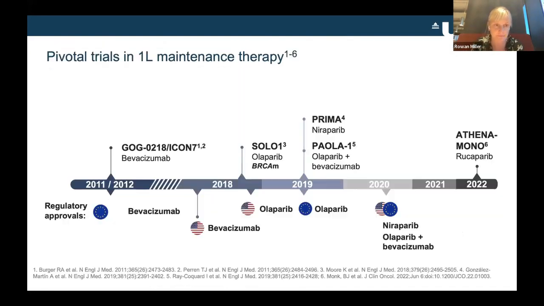fit that criteria. So here, this timeline just is to show you the sort of explosion of positive clinical trials we've had recently. So this is in the first line maintenance setting. That means for patients who've had chemotherapy and or surgery and have had a response, and therefore you give them treatment to try and maintain that response. It's worth noting this timeline is not drawn to scale. So we had over a decade ago, the 2 positive studies using the VEGF antibody bevacizumab, and then it wasn't until 2018 that there was any other positive data in this field, and that's with the advent of PARP inhibitors.